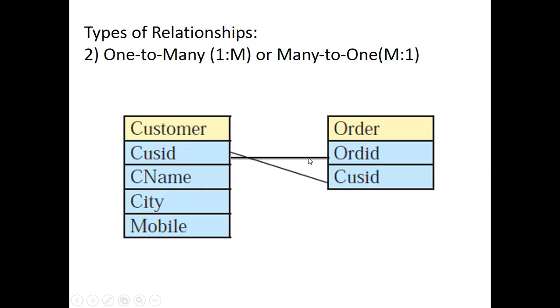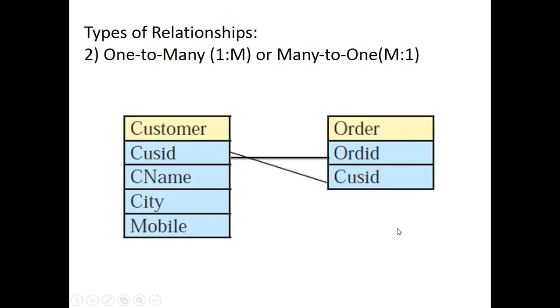And reversely, what we can say is many to one: these two fields are related with the single field, that is known as many to one. Got it? Simple one. One to many means one field from the first table is related with multiple fields in the second table, or vice versa, multiple fields from the first table can be related with a single field in the second table. This is known as one to many or many to one relationship.